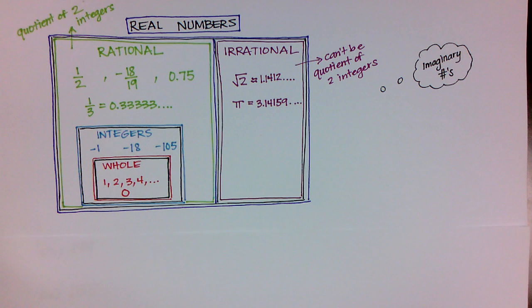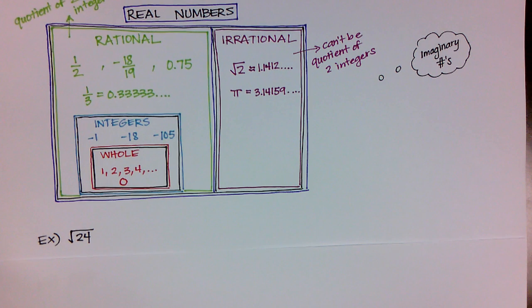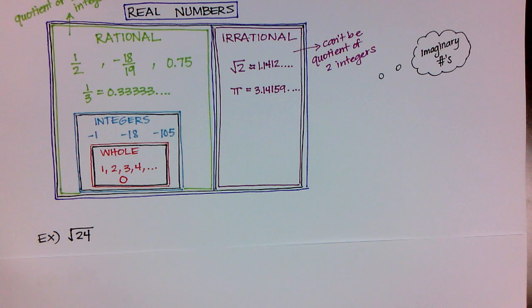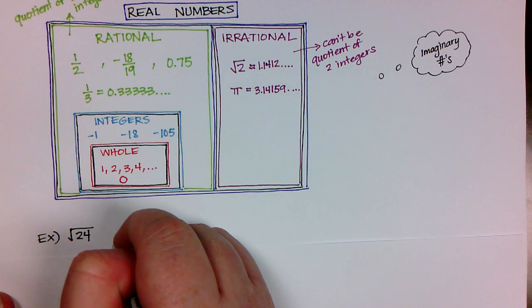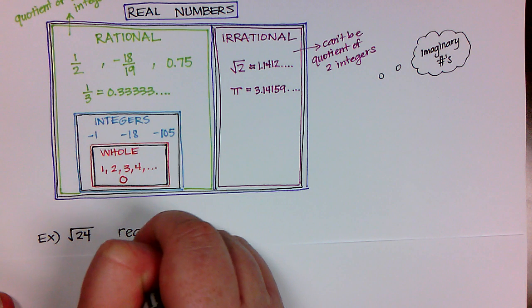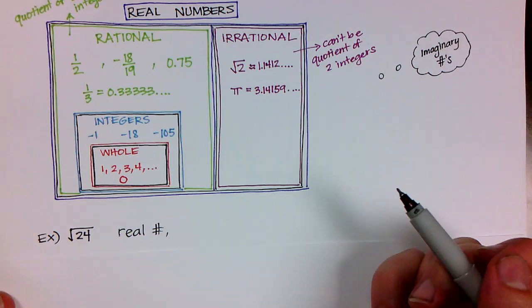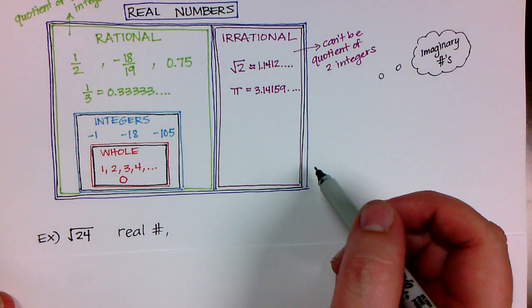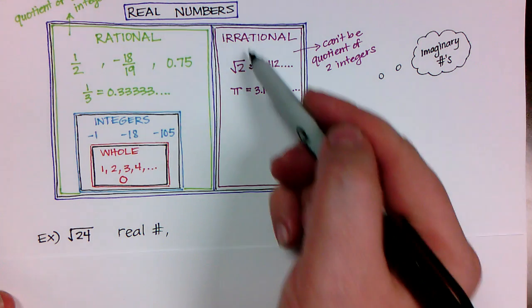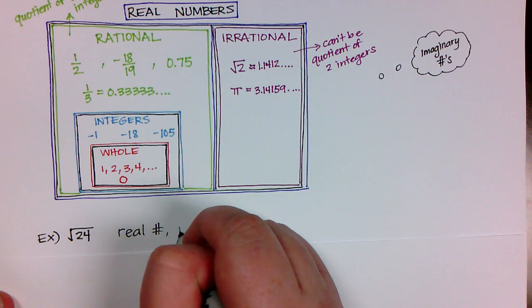So real fast, here are 3 examples that I want us to classify. So for the square root of 24, which categories would I say that it would be? Well, I'm going to say that it's going to be a real number, because that is the whole classification. But when I put this in a calculator, it's going to go on and on and on, so it's going to be classified as irrational as well.